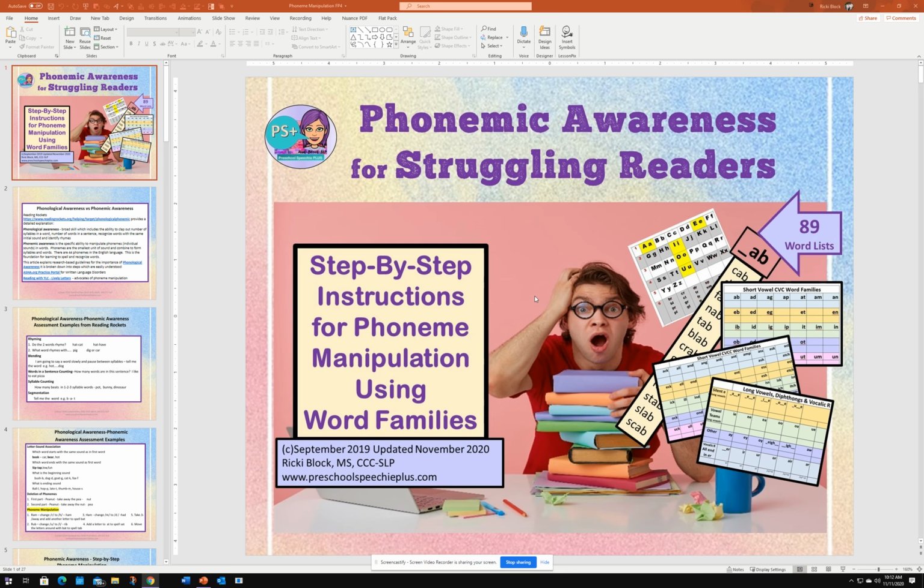Phonemic Awareness for Struggling Readers, Step-by-Step Instructions for Phonemic Manipulation Using Word Families. I created this activity specifically for my high school students who are having difficulty reading.